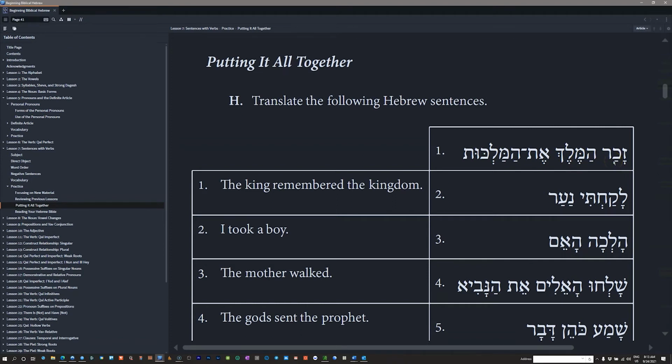All right, and so now that we're going into our English translation, the first question we ask is, what do we start with in English? We start with our subject. So what is our subject? Our subject is Hamelech. What does Hamelech mean? The king. All right, so let's put that first in our English translation.